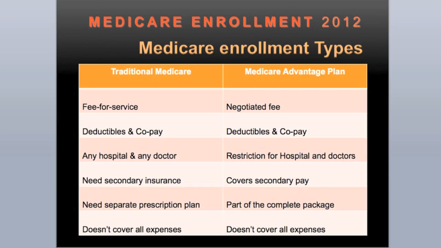With traditional Medicare, you need a separate prescription plan, which could sometimes be combined with secondary insurance so that your secondary insurance and prescription plan become one separate entity. Whereas a Medicare Advantage plan is a complete package that covers the hospital, the doctors, and the prescription drugs. However, we want to remember that there are out-of-pocket costs whether you take traditional Medicare or a Medicare Advantage plan.